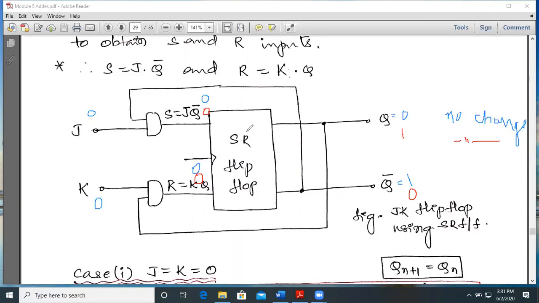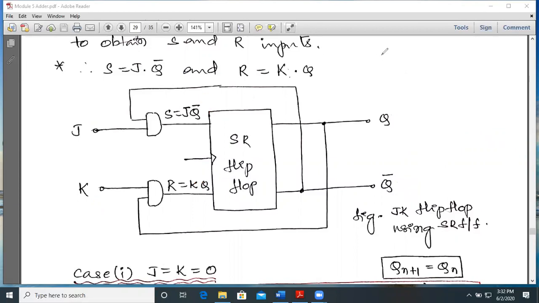Hope you have understood. In order to understand this JK flip-flop, the first thing is we must be very clear about the SR flip-flop truth table. According to the SR flip-flop truth table, we know that when S is equal to R is equal to 0, we will get the no change condition. That is, Q and Q bar remain as they are in the previous state. Thereby the present state, we are going to get it as no change.